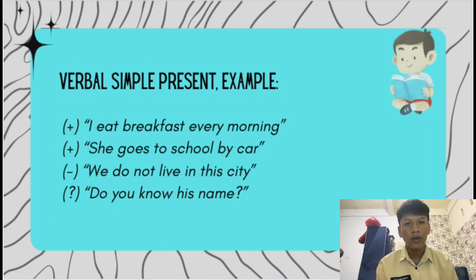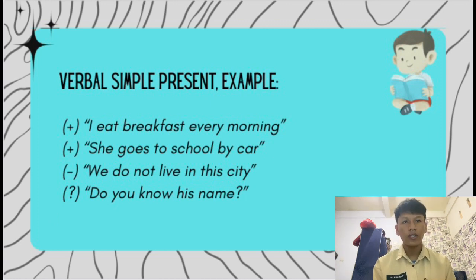And the last one is verbs ending in the letter o or ch or sh or x and z, then add es at the end of the verb. For example, go becomes goes. And then back to the slide, there are examples for verbal present tense.